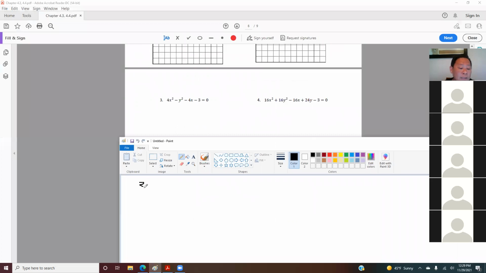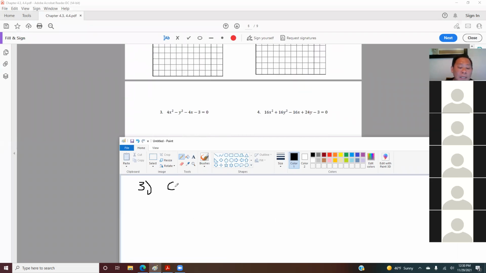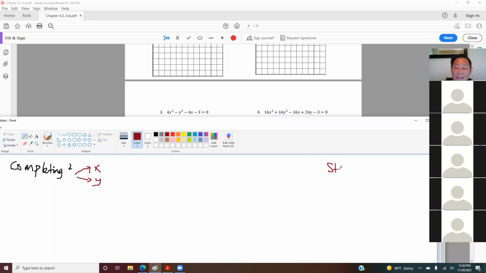In order for us to figure out which conic section this equation belongs to, you have to perform completing the square. This is very important. You have to perform completing the square twice, one for the x variables and one for the y variables. So what are the steps to complete the square here? This is so important, so make sure you guys know this. I'll write that down. The first step to do completing the square is to separate your variables.